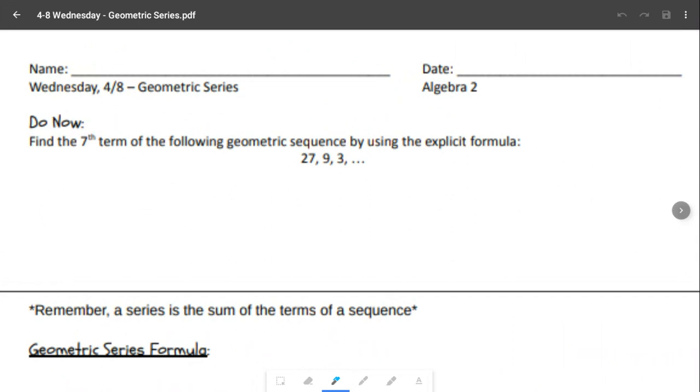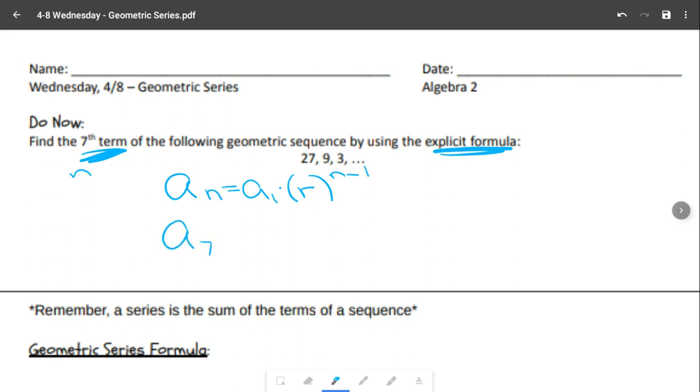So it says find the seventh term of the following geometric sequence by using the explicit formula. So this is the formula from Monday. We're looking for the seventh term, that is your n. A1 is the first term, so that would be 27, times r. If you need to find r, remember you can take a term, usually the second one, divide it by the one before, usually that would be the first term, and you should get 1/3 here.